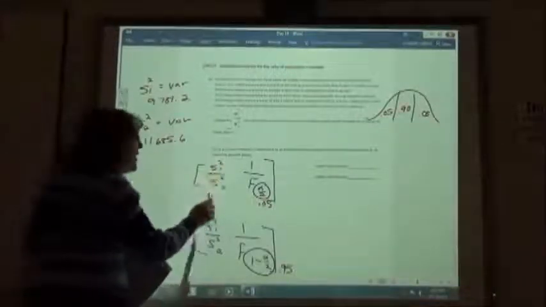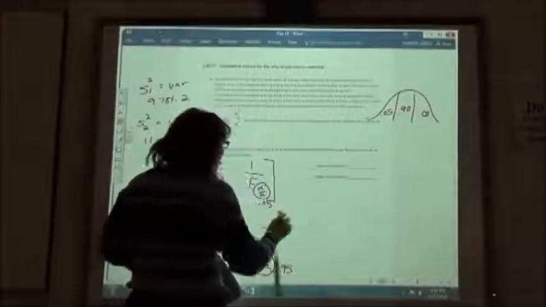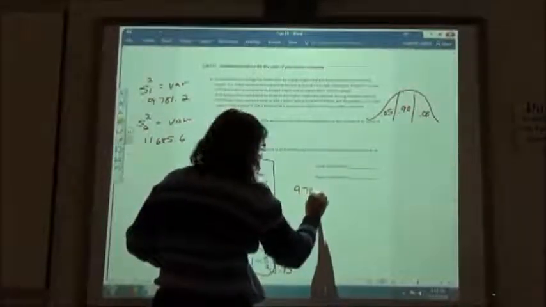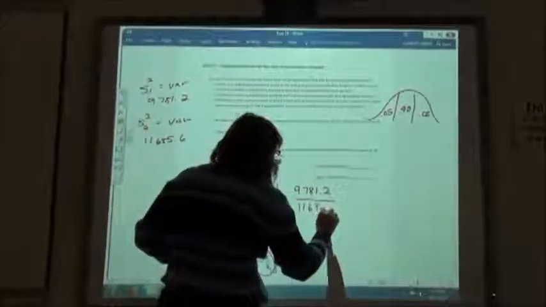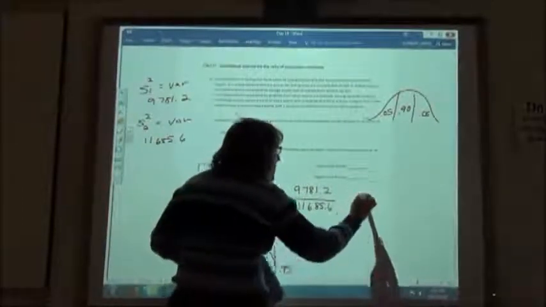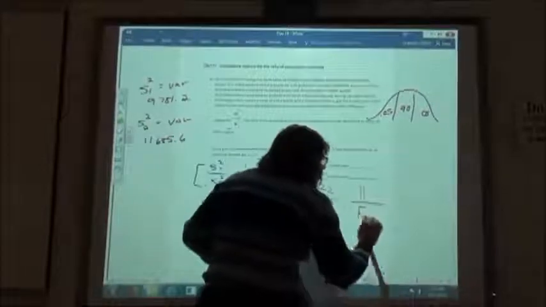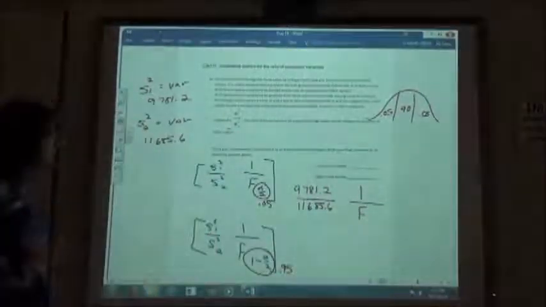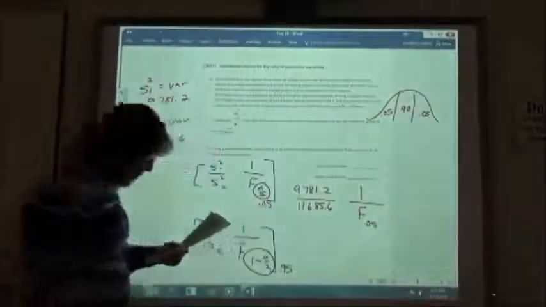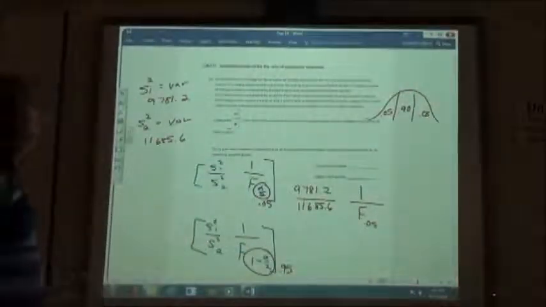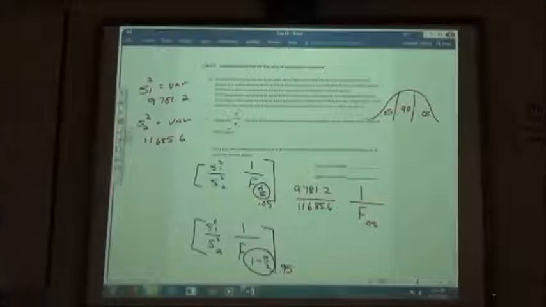So for this formula on the top, I'm going to take my 9,781.2 divided by my 11,685.6 times 1 over, and then I'm using the F option, sub 0.05. Do I have to have degrees of freedom in here? Yes, I do. I figured I did. For my degree of freedom.